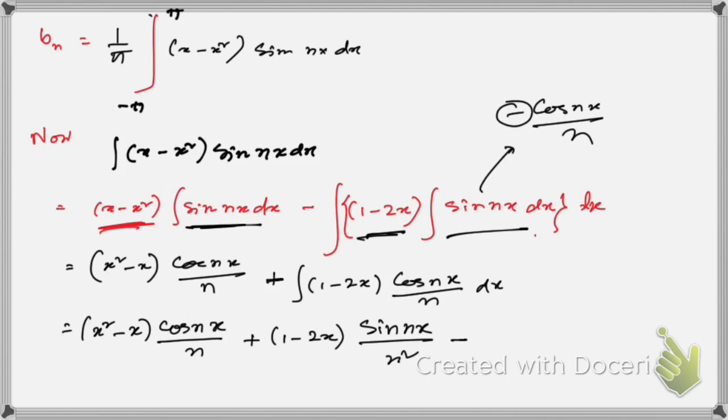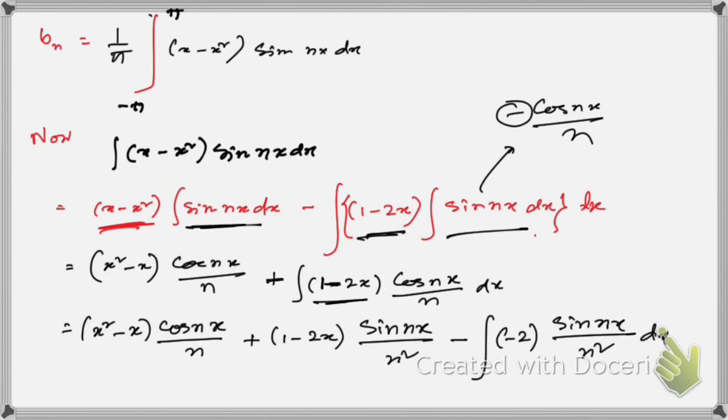Then again minus integration, derivative of this is now minus 2 only, because derivative of 1 is 0 and derivative of twice x is 2. So as there is minus, so here we're going to get minus 2. Then again integration of the second function, that is cos nx by n dx, that's going to be nothing but your sine nx by n squared dx, right?